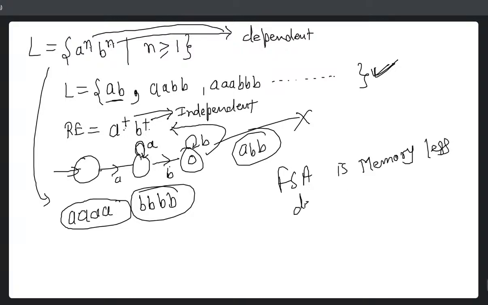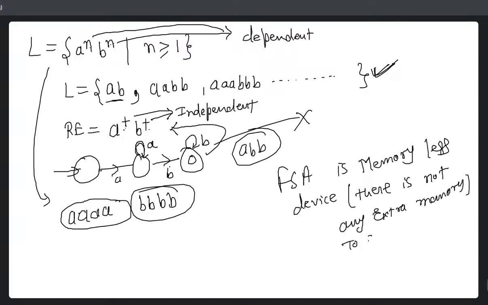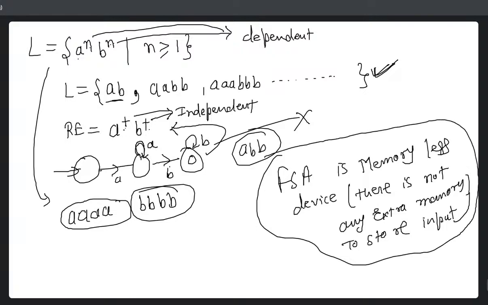What is the meaning of memoryless device? It means there is no extra memory to store input. We do not have any extra memory. Only the automata is there, other than that nothing is there. So finite automata is a memoryless device, and there is no extra memory. So if any language requires extra memory, that language is not a regular language.